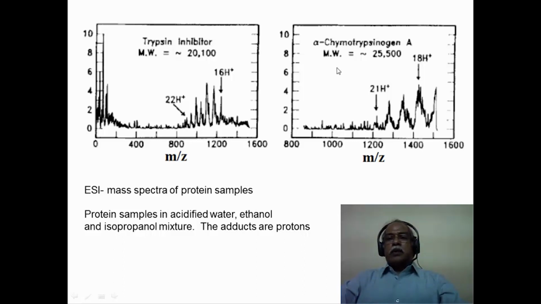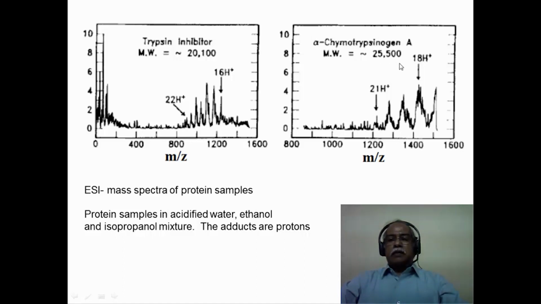Now this is chymotrypsinogen, which is again a protein sample. This is also analyzed under the conditions of acidified water, ethanol and isopropyl alcohol mixture. Once again, you can see the multiply charged ions corresponding to 18 protonated species, 21 protonated species and so on. We'll look into how we calculate the number of protons that are attached in a few minutes. But for the time being, assume that this is an 18 protonated species and this is 19, 20 and 21 protonated species. The molecular weight of this particular protein sample is 25,500.